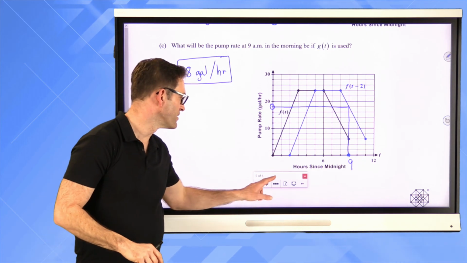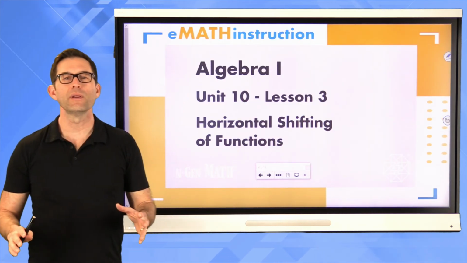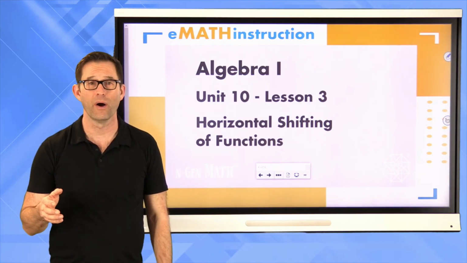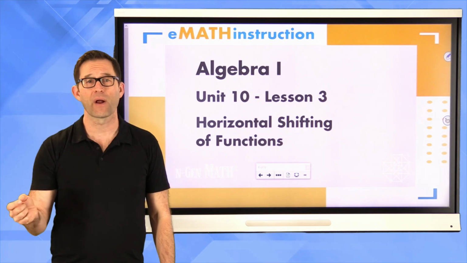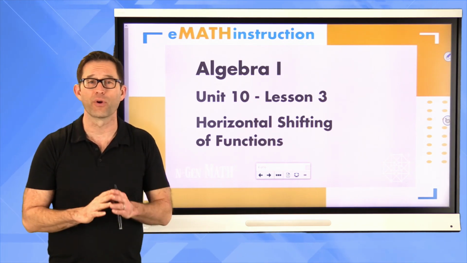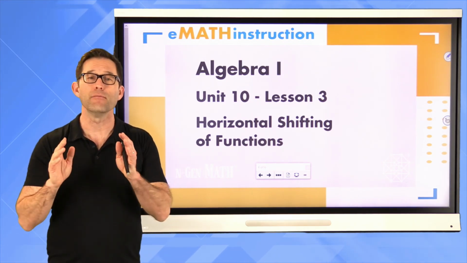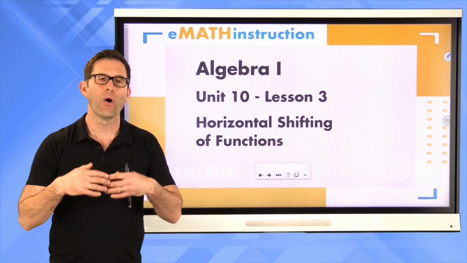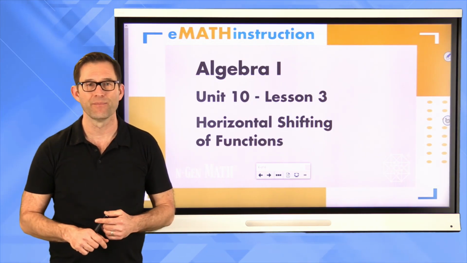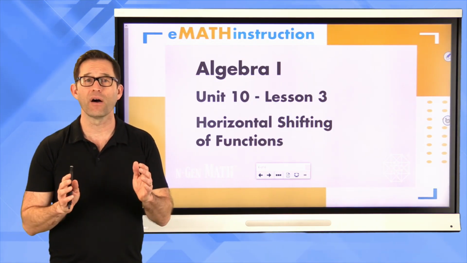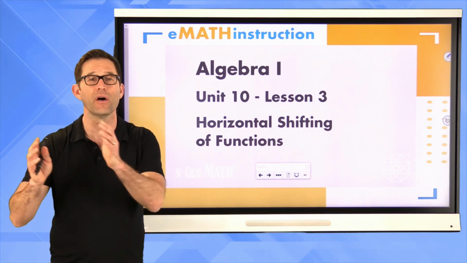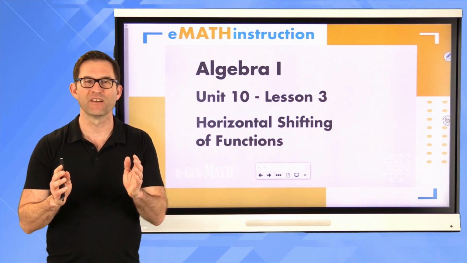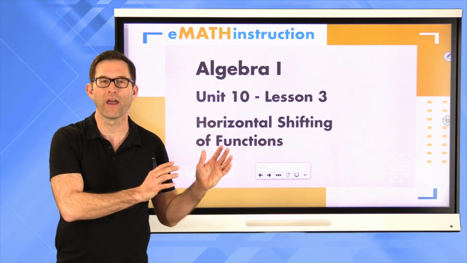All right, let's wrap this lesson up. Now, today we looked at horizontal shifting of functions, and it is definitely one of the more confusing topics in Algebra 1. When you add or subtract directly to the x variable before you do anything else in the function, it moves the original parent function either to the right or to the left in almost the opposite direction that you'd suspect. If you add a positive constant onto x, it shifts it to the left by that many units. If you subtract a positive constant from x, it shifts it to the right that many units.